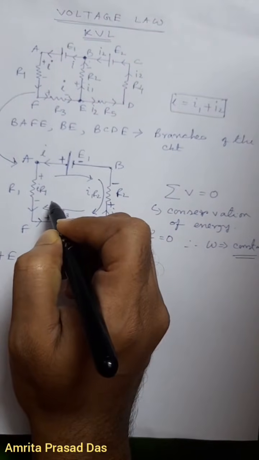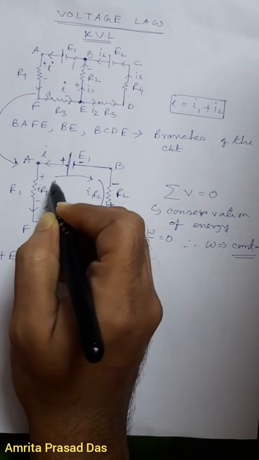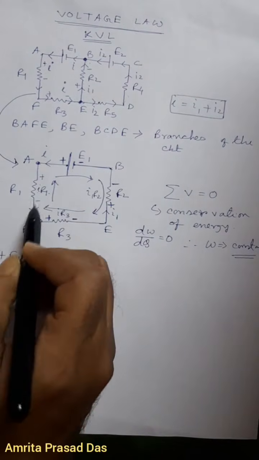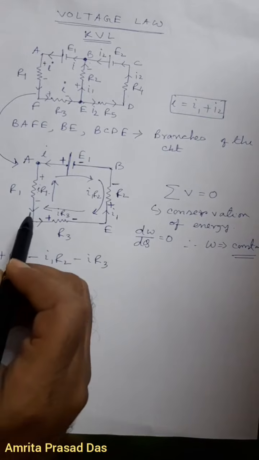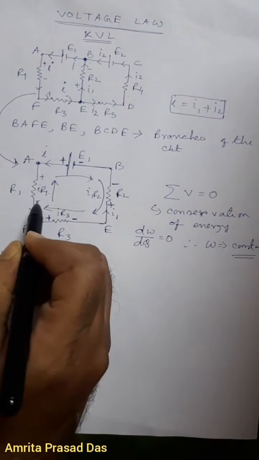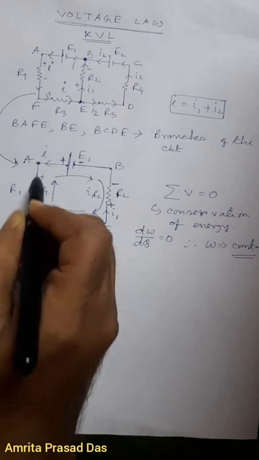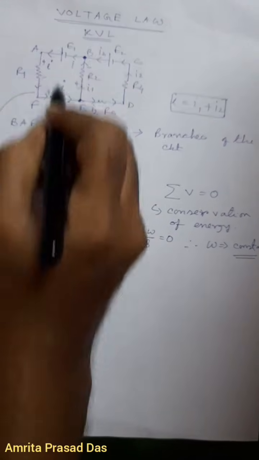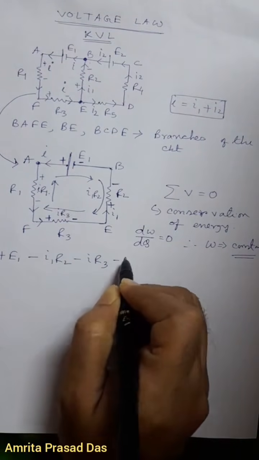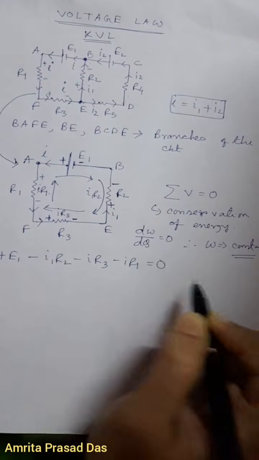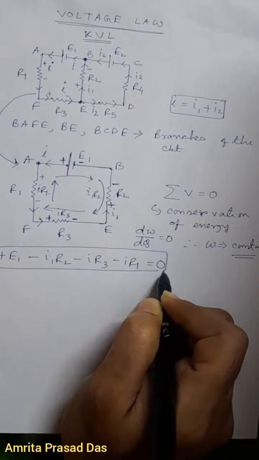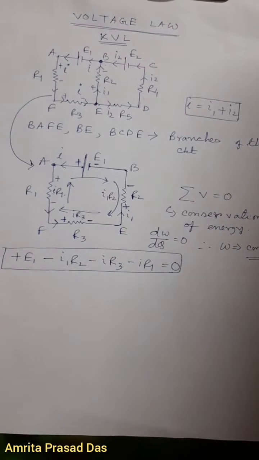Now finally you move through F to A and you are getting a potential difference I R1 between these 2 points, and F is at low potential and A is at high potential because current is flowing from this direction. According to your diagram, you are moving opposite to that, therefore minus I R1, and this is equal to 0. So this is the equation of the loop.